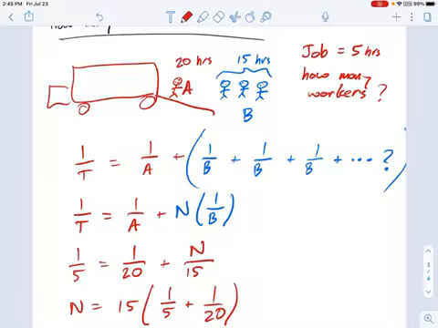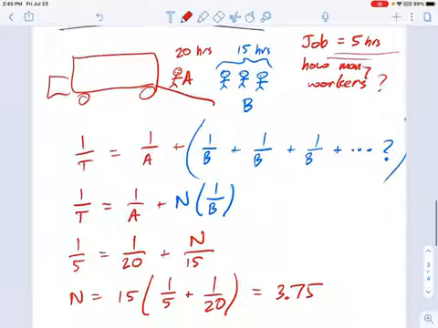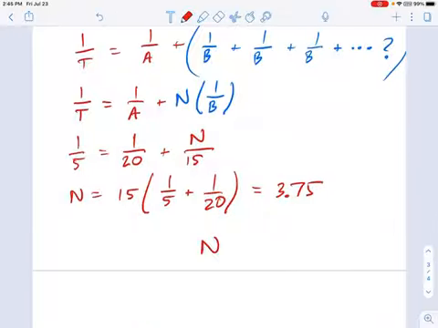Okay, so I got n equals 3.75. So I need 3 3/4 workers. Well, remember, I need it done in 5 hours or less. So what that really means is n equals 4. My time will be less than 5 hours. That's what I want. But since I can't have a fraction of a worker, I'm just going to hire 4 extra guys, and we'll get the job done in under 5 hours. That's how this one works.